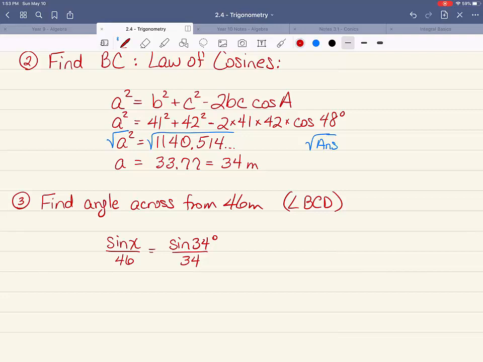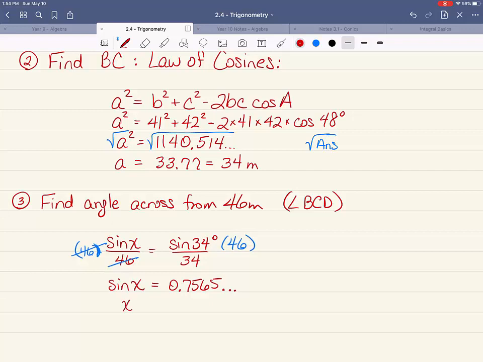Okay, let's review. How do we solve for X? We have to multiply both sides by the 46. I'm going to just put it in a bracket. It's a little bit easier to do that way. That's going to cancel that out. So now I have sine of X equals, I go to the calculator, I type in sine of 34 degrees times 46 divided by 34, and you should get something like 0.7565. Your calculator should be in degrees when you do this.